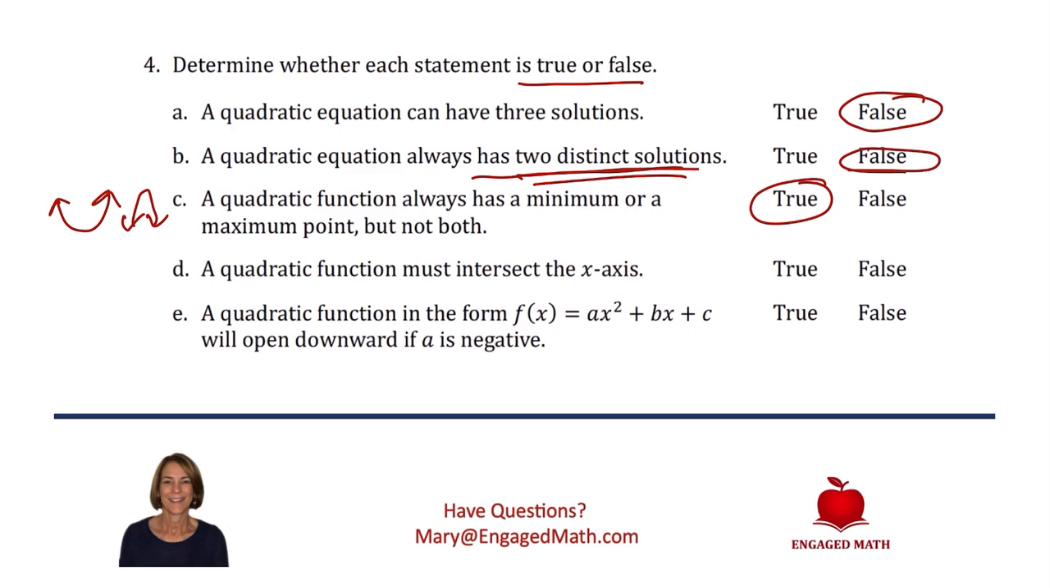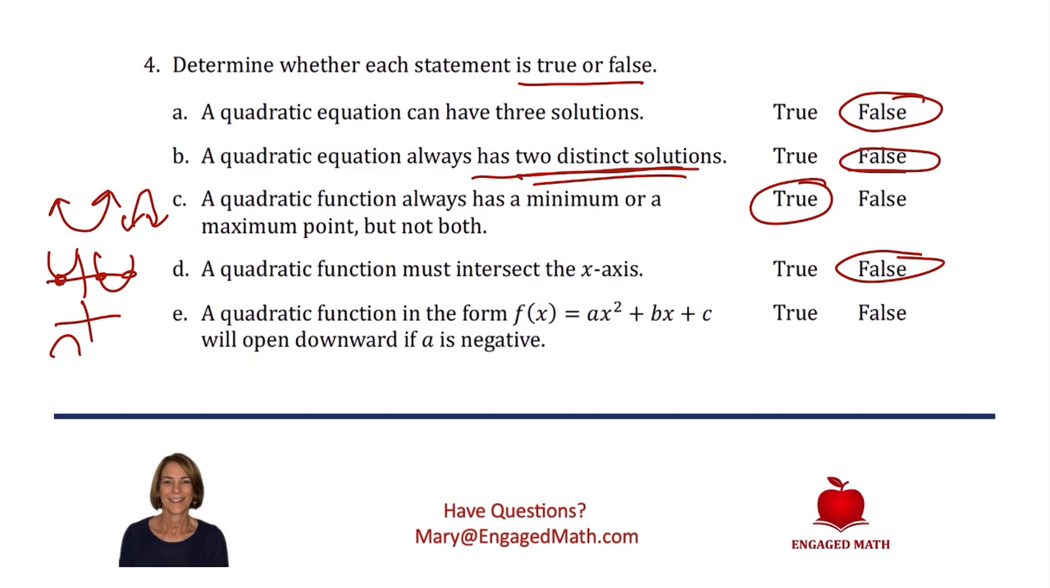A quadratic function must intersect the x-axis. Okay, so here's an example where it touches once. Here's an example where it touches twice, but it's possible that it looks like this and never touches. So that answer is false. It doesn't have to intersect the x-axis.